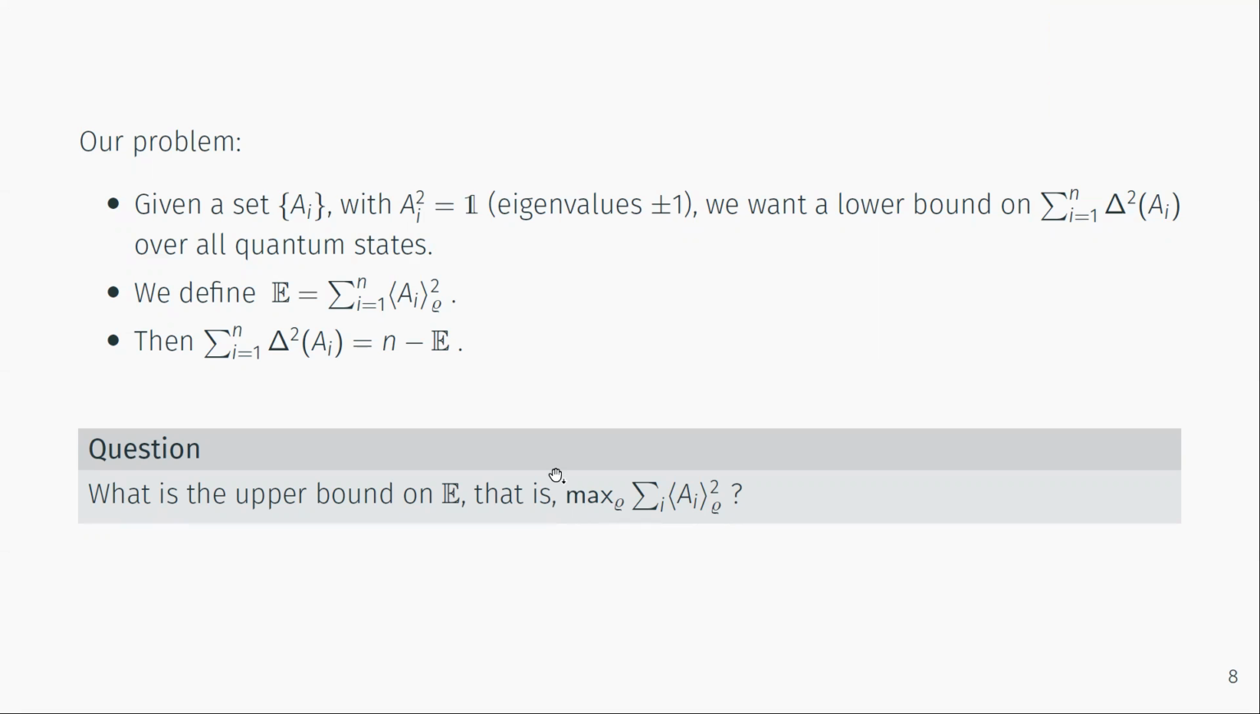You didn't say anything about rho squared. Are we talking about or restricting ourselves to pure states, or does this include mixed states? No, it also includes mixed states. Okay. So it's for any valid positive semi-definite operator with unit trace, so also for mixed states. Okay.